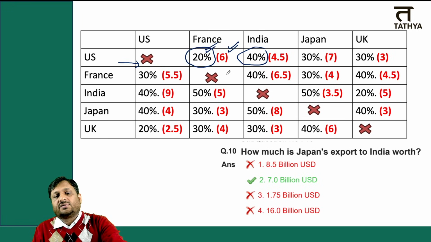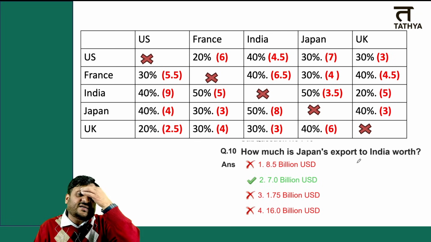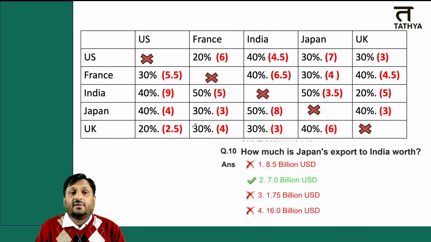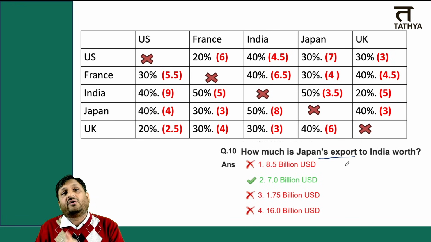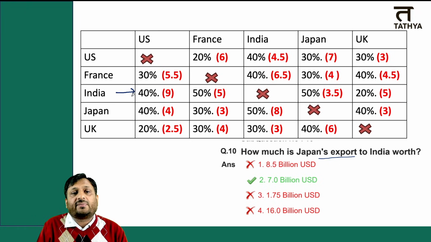Okay, now the first question is given to me. How much is Japan's export to India worth? So Japan's export to India. Japan is exporting to India, which means India is importing from Japan. It is the same thing. So India is importing from Japan. So here is Japan.